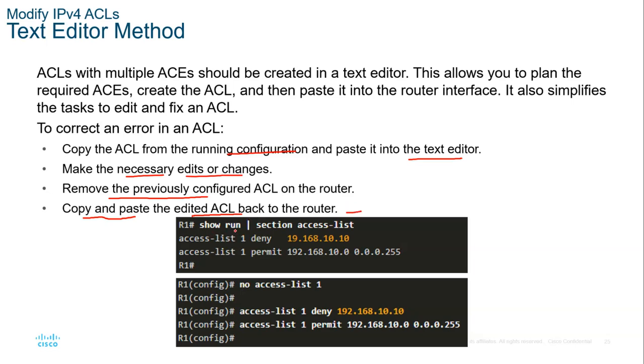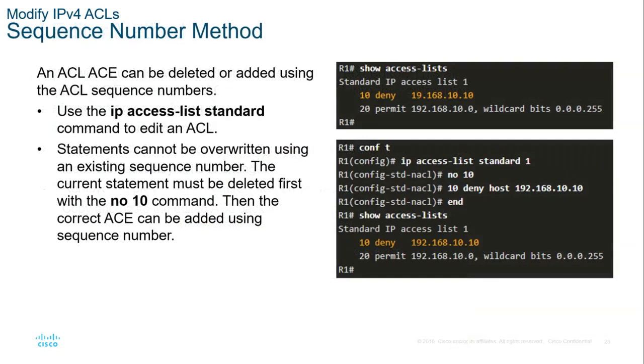So here we have the show run, and you can see one is denied and this is permitted, on router one. To edit it, you first copy whatever is here, paste it in the text editor, and then delete this with no access list. Then you put back the edited one: deny this, then the second one, which is this, and then this. So you first delete the previous one, and then you put in the new one.